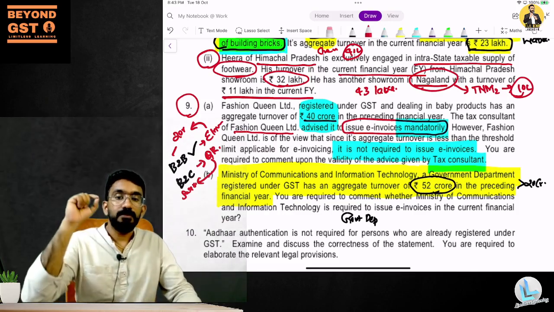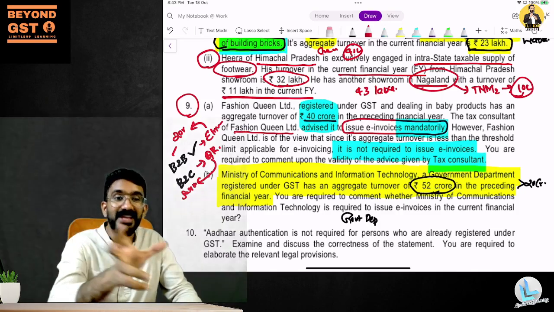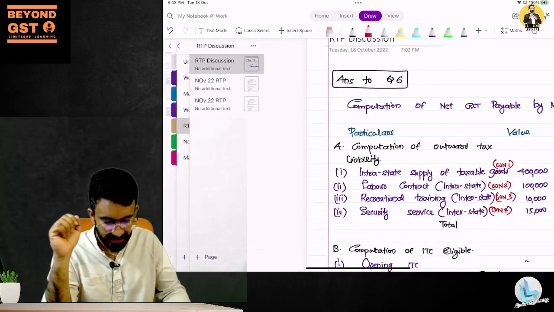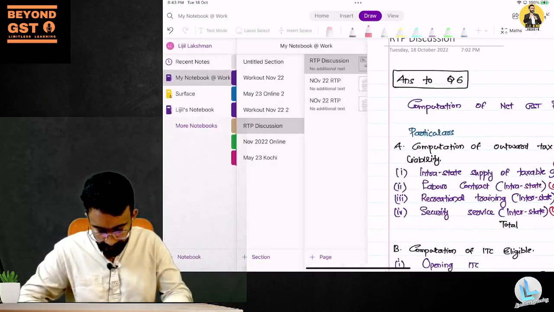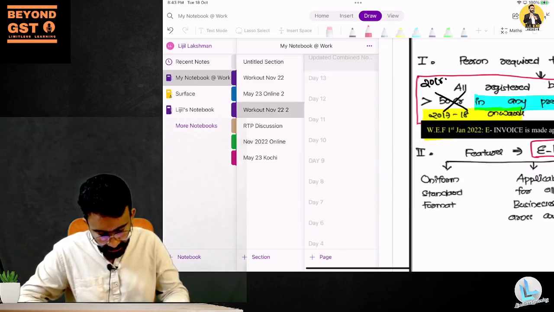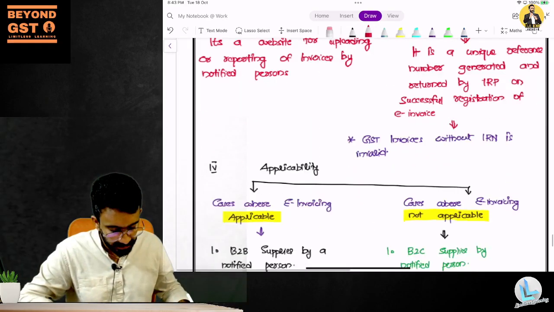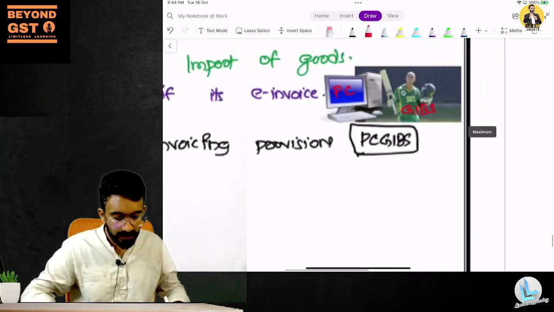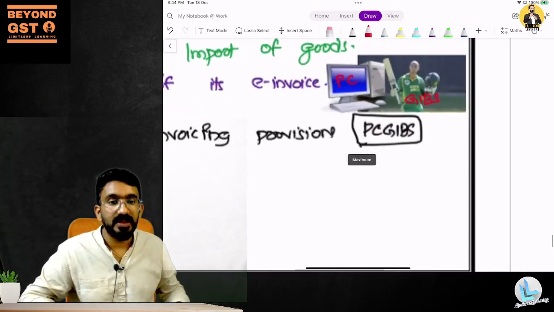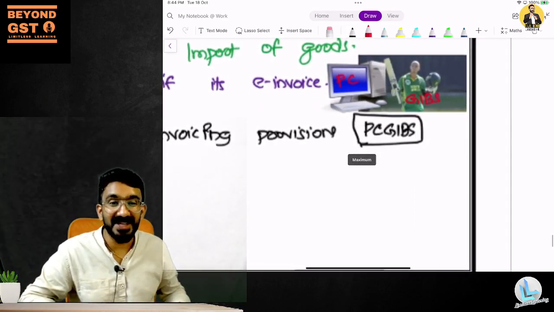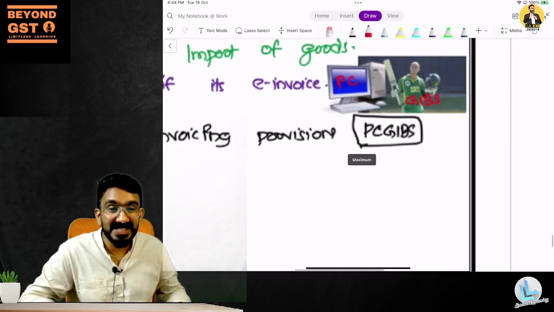Now, the exemptions are also very clear. It's very, very close by. Same kind of exemption is available. We have a code word for learning that. I'll tell you how you learn who are not applicable for, people who need not do e-invoicing. We have a code word called PC Gibbs.